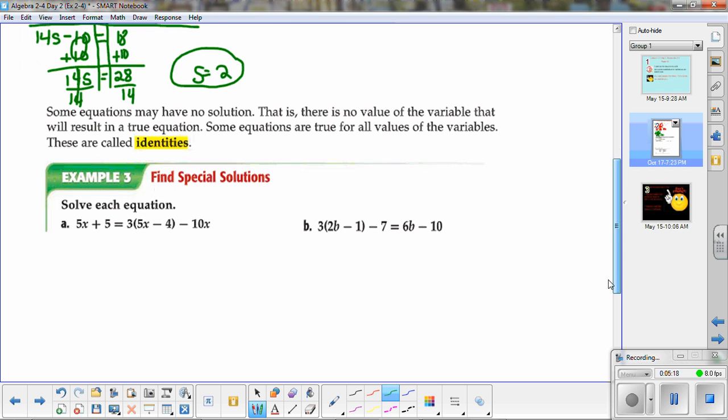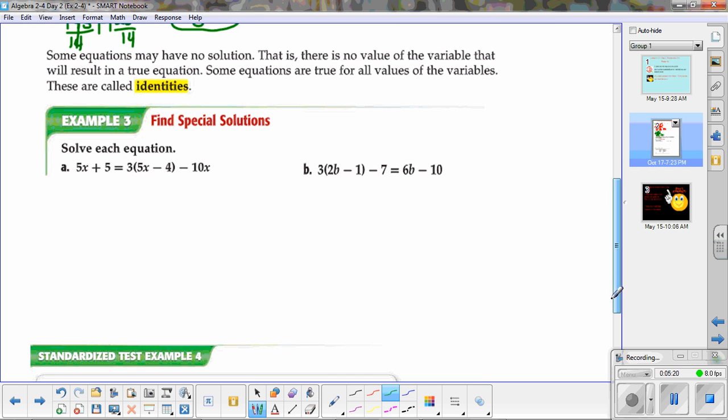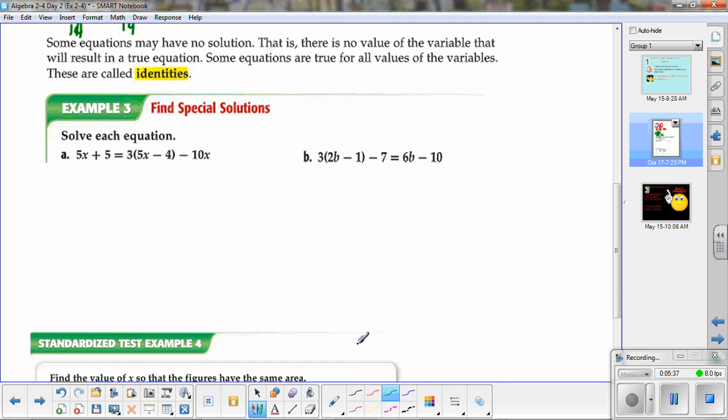Now, sometimes some equations have no solution. That is, there's no value of the variable that will result in a true equation. Some equations are true for all values of the variables. These are called identities. We're going to go through and solve a couple special solution equations right now. We'll start with this first one right here.